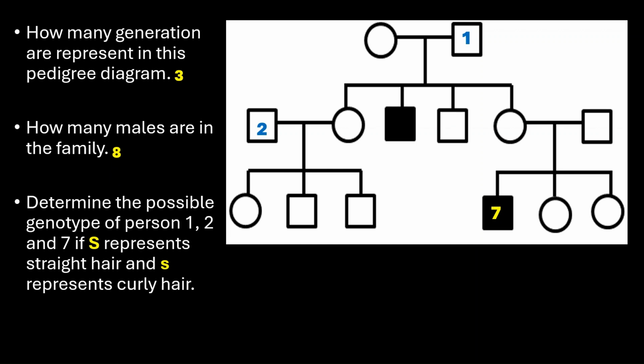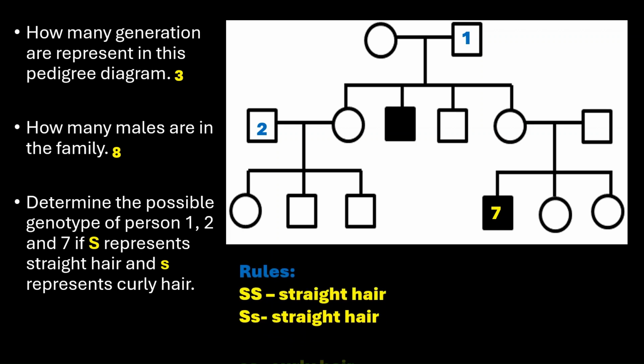Determine the possible genotype of person 1, 2, and 7. Now S represents straight hair. The small letter s represents curly hair. So again, you set the rules. So these are the rules of the house, or the rules of the game. So you set the rules of the game here. There are 2 ways of having straight hair. You can be homozygous for straight hair, or you can be heterozygous for straight hair.